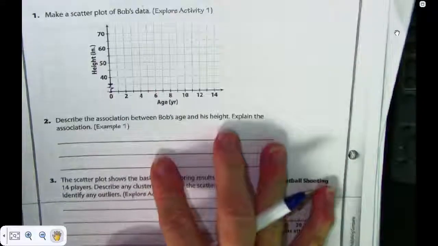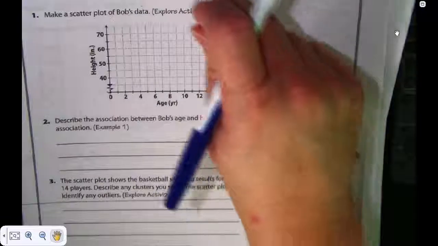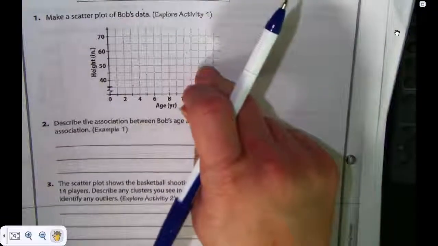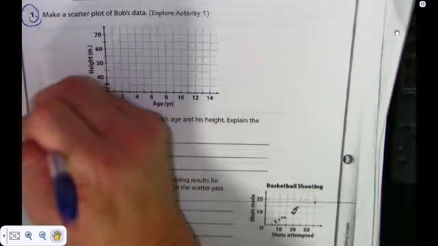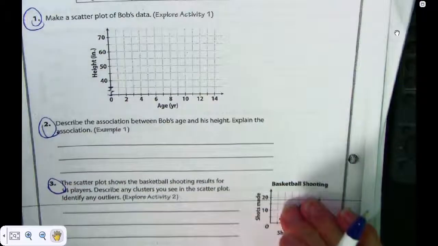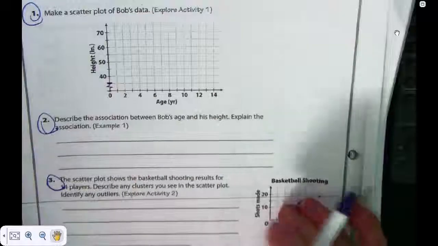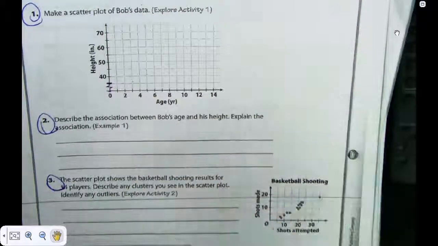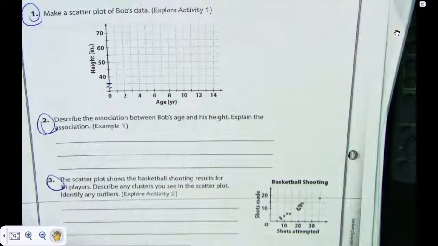So what I need you to do is put these points from the table on the graph and answer number 2 and 3. 3 goes with this graph. So do 1 and 2 from that table and then number 3 from that graph. Go. I'm going to pause it, so please remind me to.